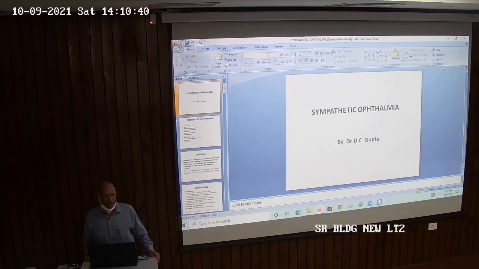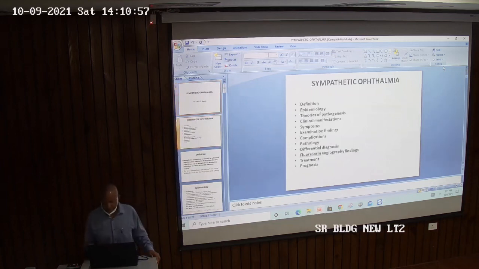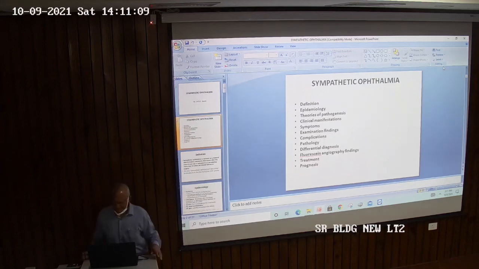Okay. Now I am taking sympathetic ophthalmia. As the name indicates, this is a sympathetic disease, with sympathy. Usually this is asked in the examination, theory part, so be careful. Under these heads, we will discuss the definition, epidemiology, theories, clinical manifestation, symptoms, examination, complication, pathology, all. These are the heads we are going to discuss.